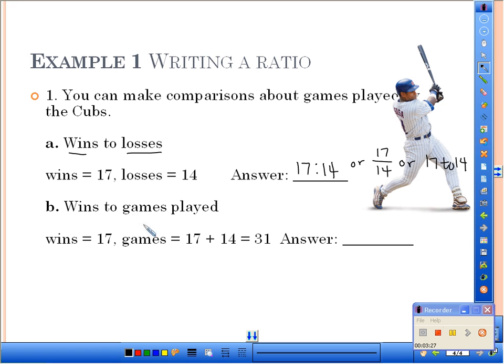Next, we're going to do the wins to the total games played. Our wins are 17 and the total games played are 17 plus the 14 losses, so that's a total of 31. We're going to write 17, that's the number of games that were won, compared to the total, which is 31. As a fraction, we would write 17 over 31, and finally using words, 17 to 31.